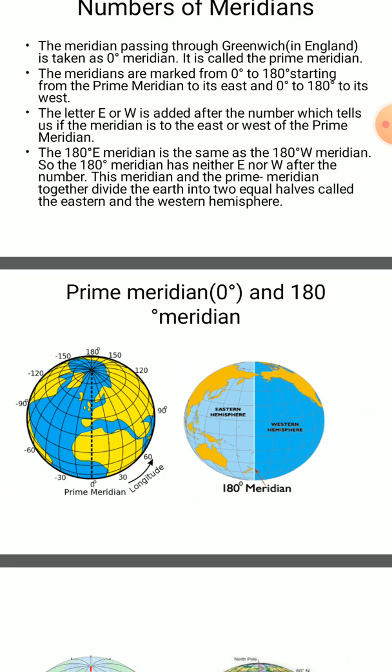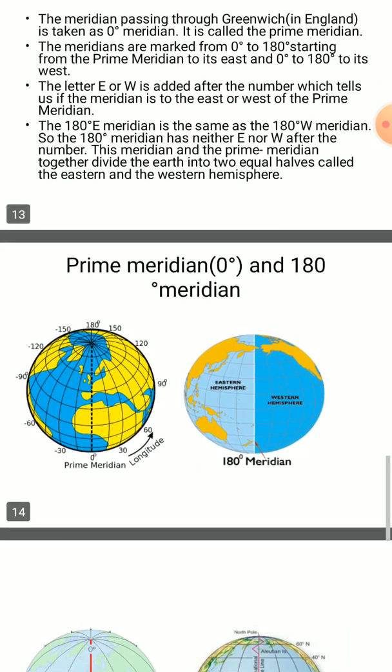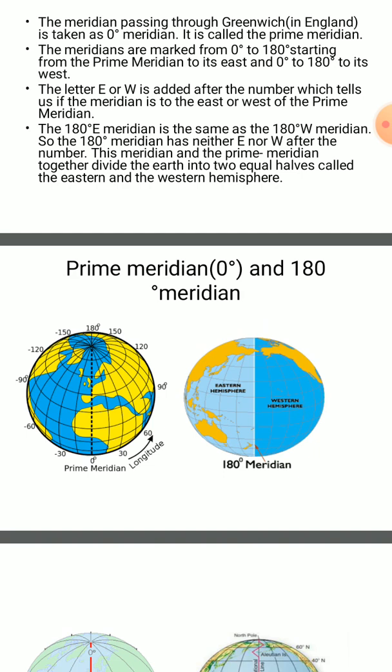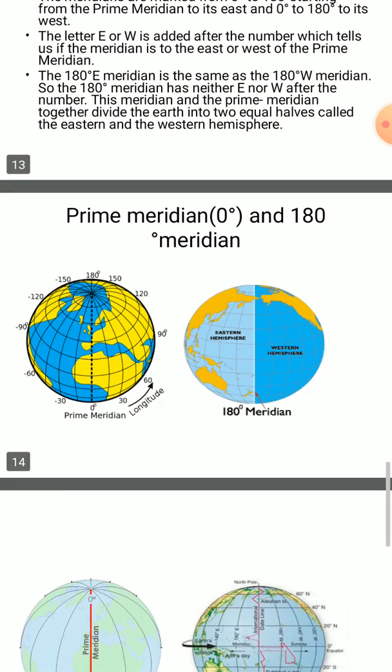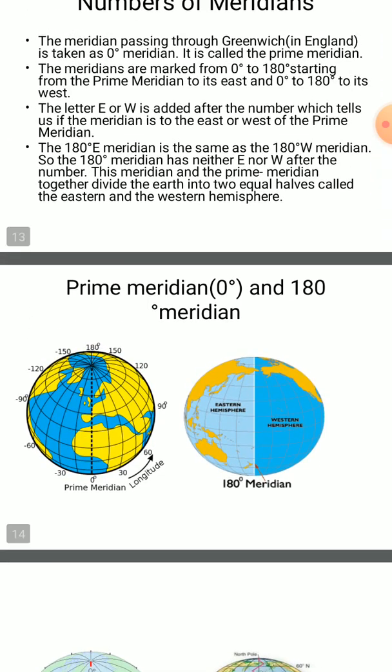The letter E or W added after the number tells us if the meridian is to the east or the west of the prime meridian. Or we can write the number in positive in eastern hemisphere and we can mark negative sign in the western hemisphere. The 180 degree meridian is the same as the 180 degree west meridian. So the 180 degree meridian has neither E nor W after the number. It is also called international dateline.